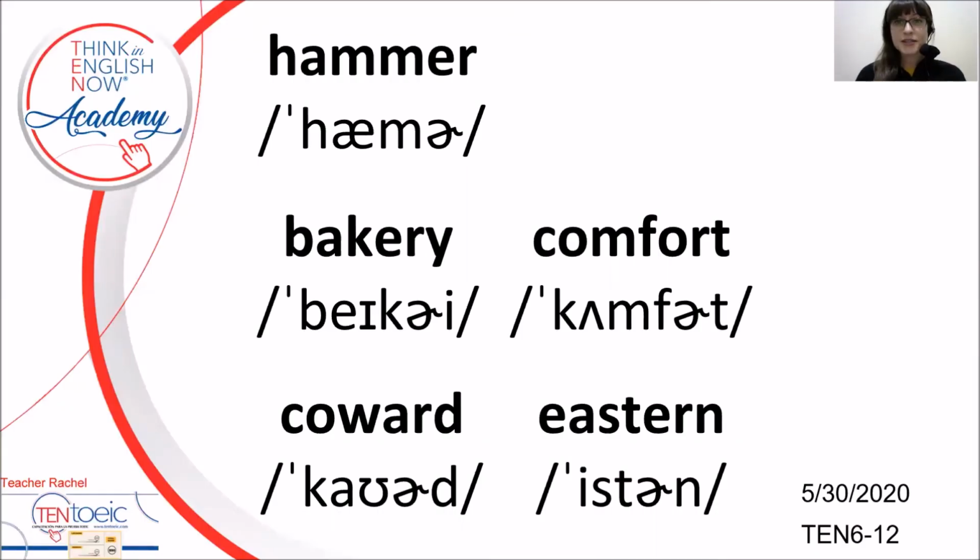Hammer. This is a tool that we use. For example, you have to hammer a nail. So there's a nail in the piece of wood and you have to hammer. So it can be the action or it can be the tool. So a noun and a verb.